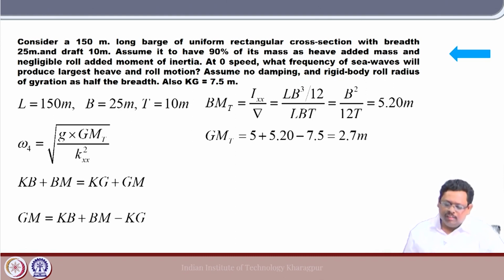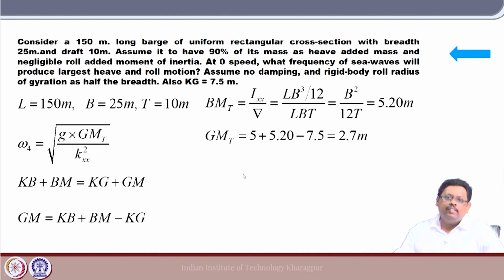Now, in case of a roll, BMT is I axis by delta. Okay. So, here it is written. It is I axis by delta, and I axis is nothing but L B cube by 12, okay, and volume is L into B into T. So, this is very well known, right. It is L B cube by 12, this is the second moment of area for a rectangle, everybody knows that. So, nothing new over here. So, I can get this equal to B square by 12T, because if you cancel out the similar terms, it will become B square by 12T, and the value is 5.20.